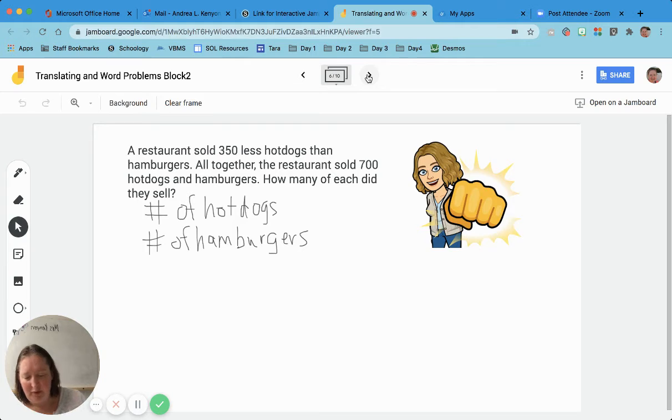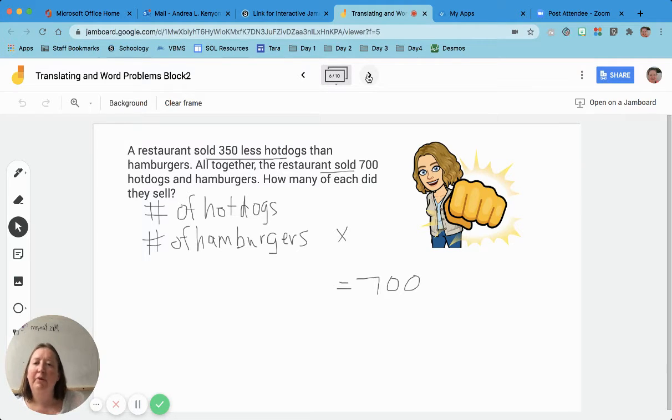Well, we know this part, the total was 700. So the total is going to come over here at the end of the problem. But to make up those 700, we need a number for both hamburgers and hot dogs. I don't know what the number of hamburgers is, but I'm going to use a variable for it. So that's my unknown. Now, how does the number of hot dogs relate to the number of hamburgers? This part right here tells you that information.